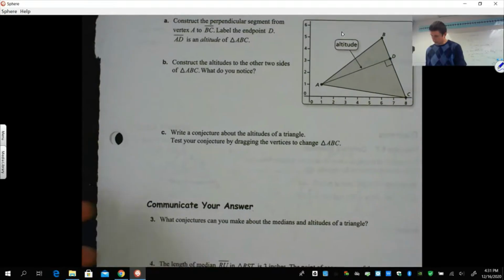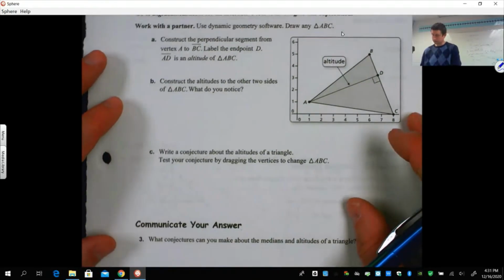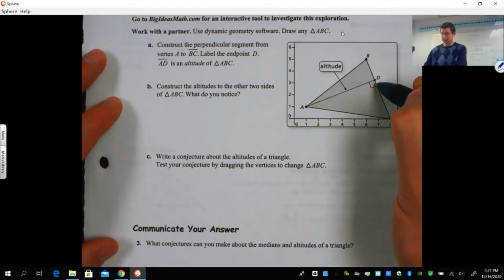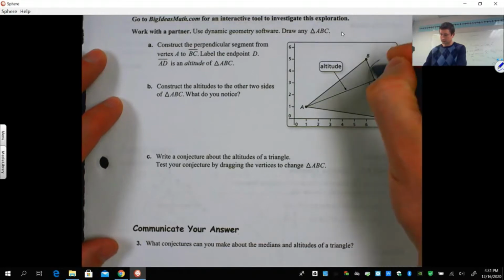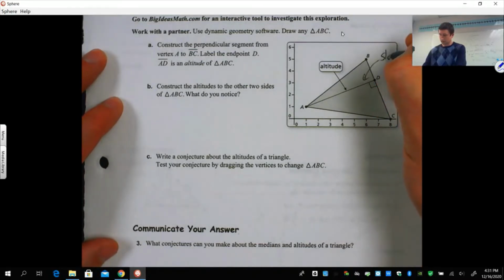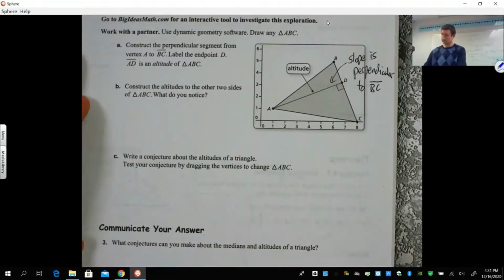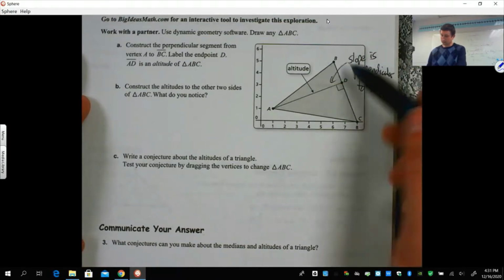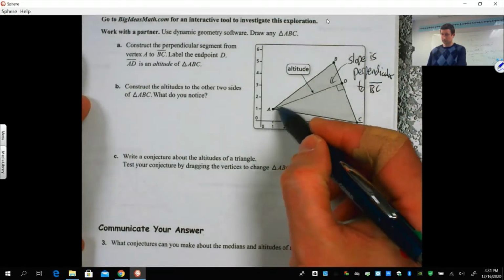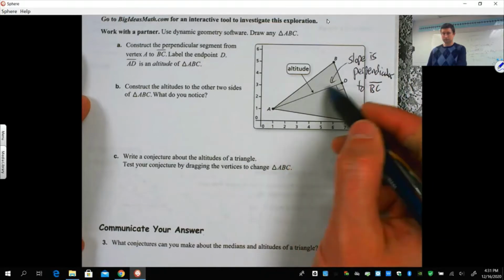And when we look at altitudes, an altitude has to form a 90-degree angle, so it has to be perpendicular. So our slope is perpendicular to the slope of BC. Whatever the slope of BC is, the slope of this has to be perpendicular and it goes through A. So that's how we create an altitude here.